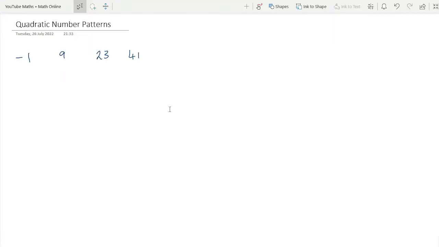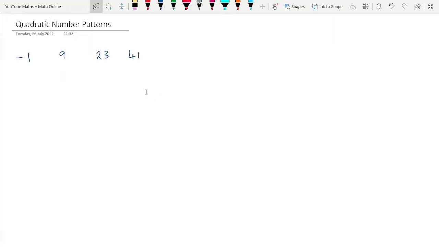Hi there. Okay, so what you see on the screen right now is a quadratic number pattern, where we have -1, 9, 23, and 41. So we're just going to quickly look at the properties of this pattern.